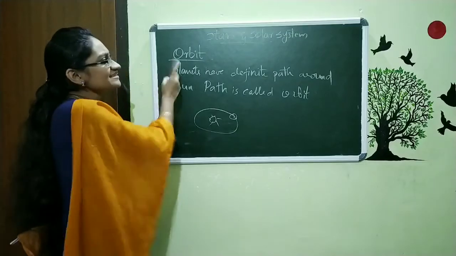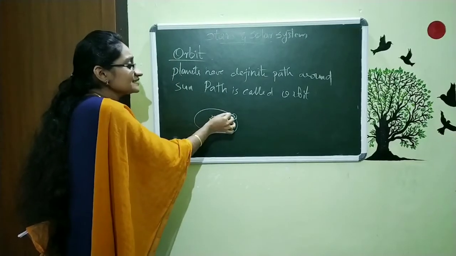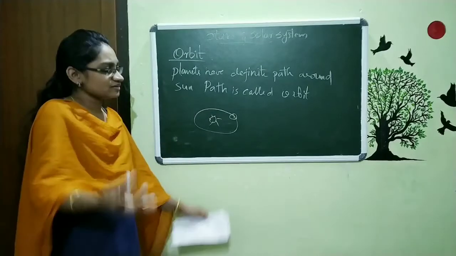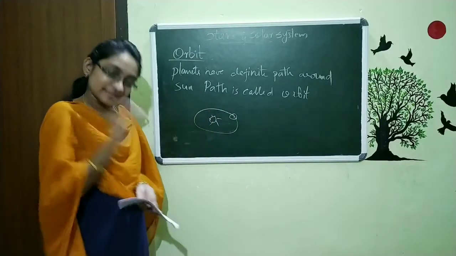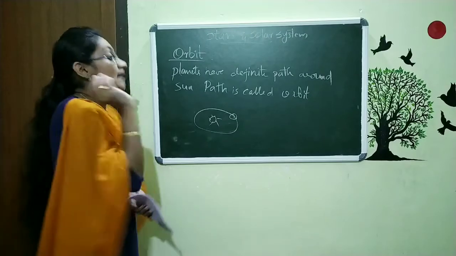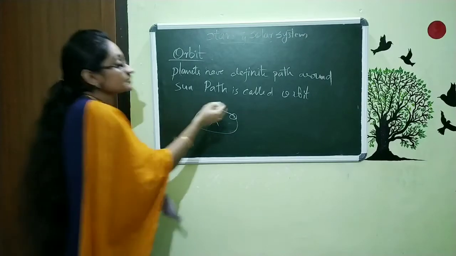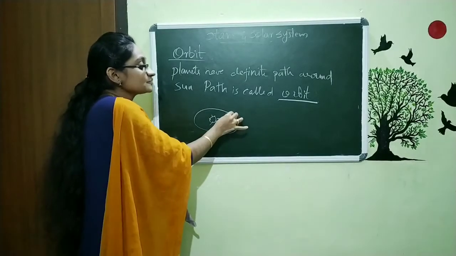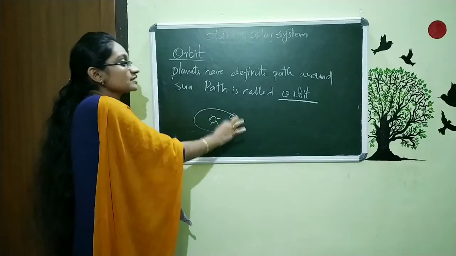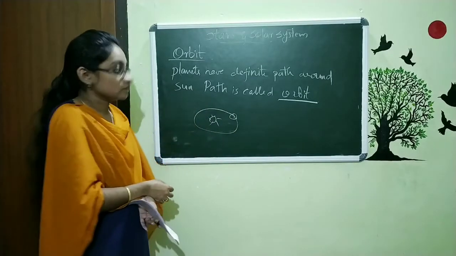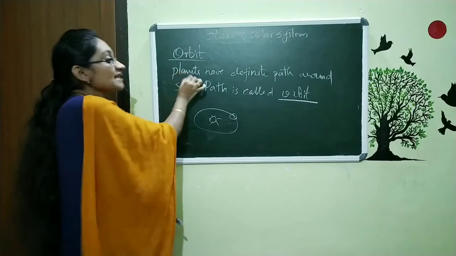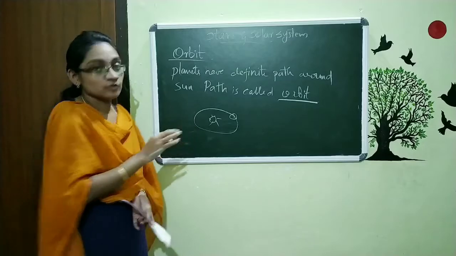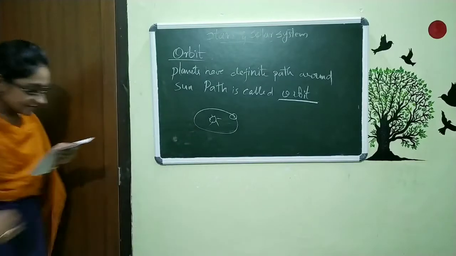So what is this orbit? These planets are moving in a definite path. That means they are not moving as much as they like. It is having a definite path, and that definite path is what? Orbit. That means where the planet is moving through, that line is the orbit. So we can define it as: planets have a definite path around the sun. That is what? Orbit. I think it's clear.